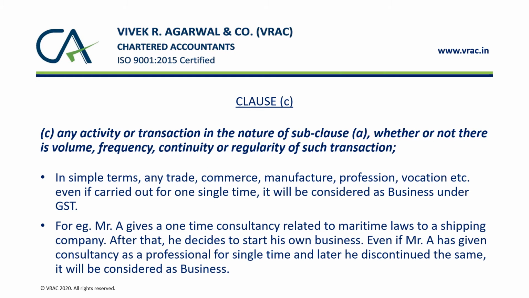Coming to clause C, which reads as follows. Any activity or transaction in the nature of subclause A, whether or not there is volume, frequency, continuity or regularity of such transaction. In simple terms, any trade, commerce, manufacture, profession, vocation etc. even if carried out for one single time, it will be considered as business under GST.